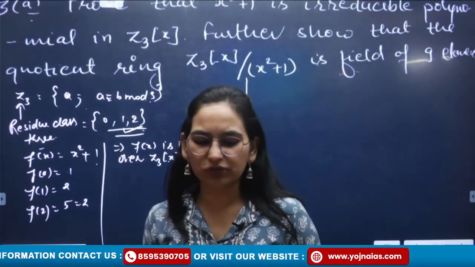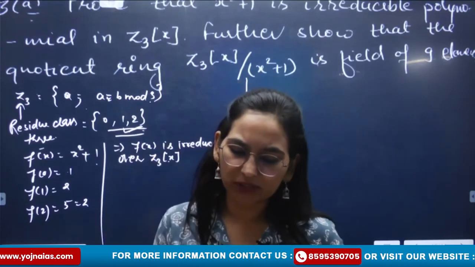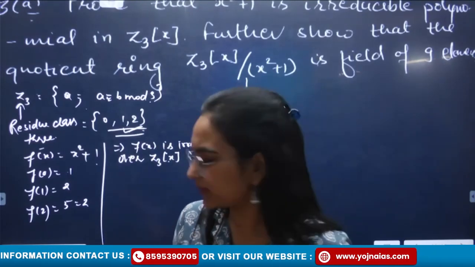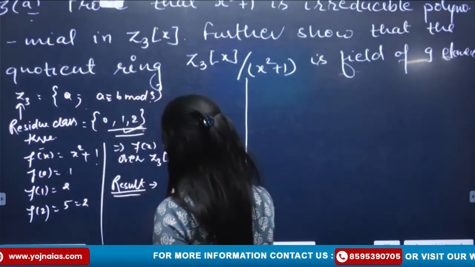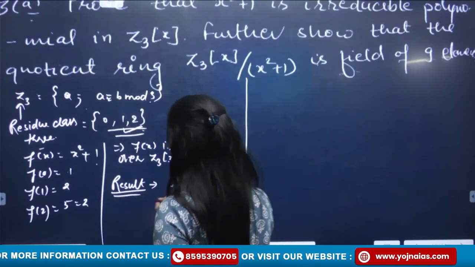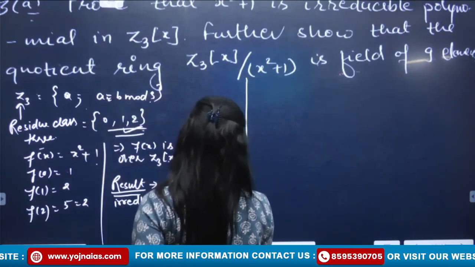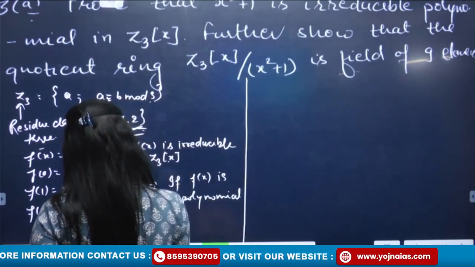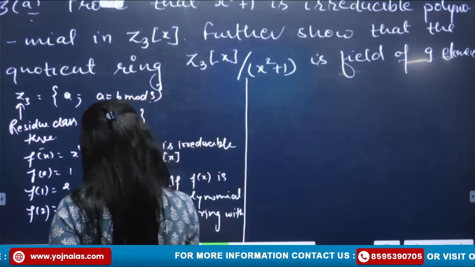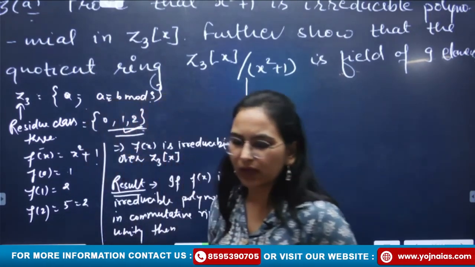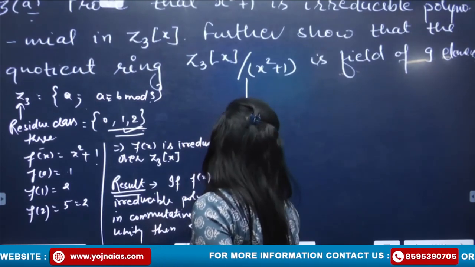So if you have any irreducible polynomial, then we know any commutative ring with unity. In Z3, there is unity, na? So Z3 is a commutative ring. If f(x) is irreducible, there is a result. Write it. If f(x) is an irreducible polynomial in a commutative ring with unity, then the ideal generated by this irreducible polynomial is maximal.